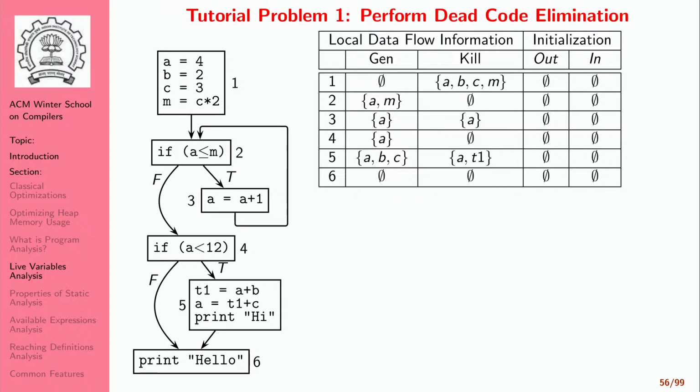Show me what you have written. 6 is empty. This is empty. That's right. This is empty. A, B, C. That's right. For 4, yes, yes. For 3, you assume nothing. So A is live. Oh, this is out first, is it? No, then you're confusing. Why is A live at the out of 3?